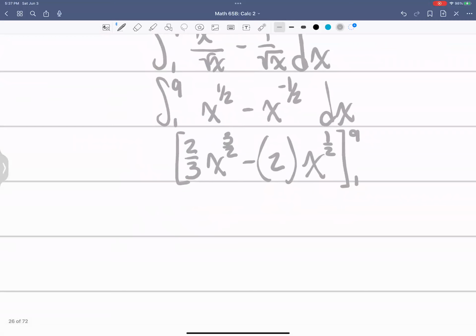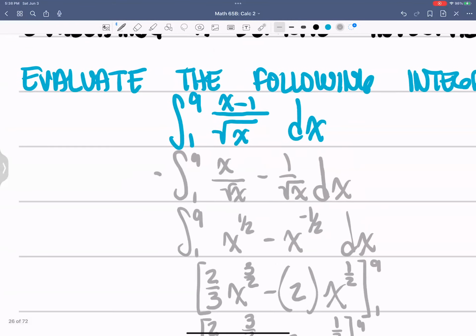Let's clean this up a little bit just because it looks a little crazy here. So we have 2 over 3 x to the 3 over 2. There we go. Minus 2x to the 1 over 2. We're evaluating this from 1 to 9. All right, let's get started.